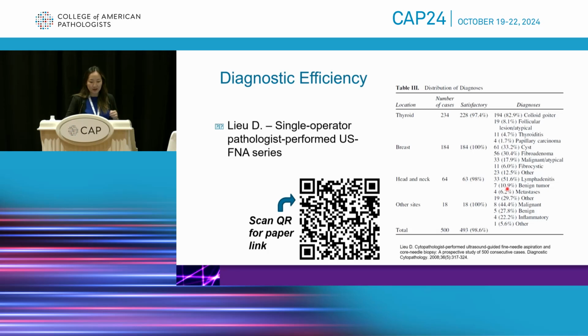He put together a series, basically, of 500 lesions that he did under ultrasound guidance, basically proving that pathologists can do these procedures with a very, very high rate of adequate samples. If you look at the locations that he biopsied, we've got thyroid, breast, head, neck, and other sites. And you can see the diagnoses there, but if you look at the satisfactory rates, the overall satisfactory sample rate was almost 99%, which I think is an incredible performance for really anyone.